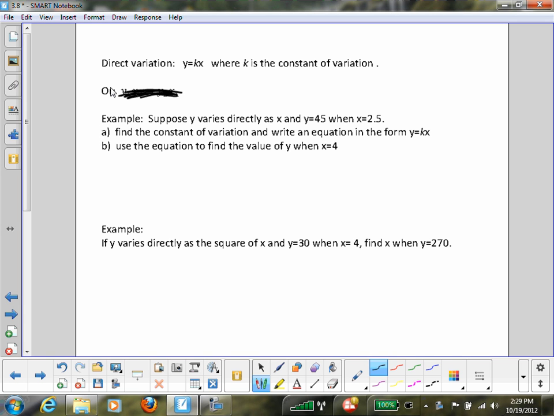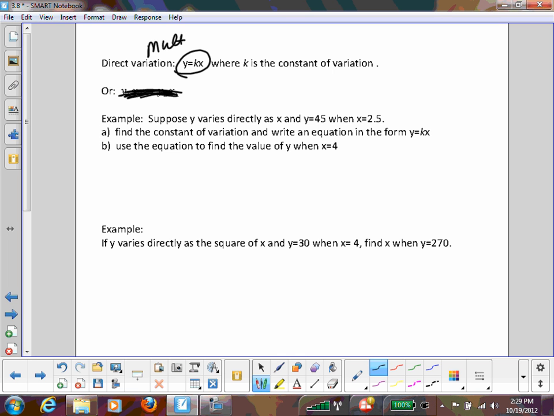What you want to think about when you think about a direct variation is this basic equation, y equals kx. All right? K is a constant. It's like the slope. It's what keeps that relationship the same between 2 points. So, when you think of direct variation, you want to think of multiplication. Multiplication between the constant and your variable.